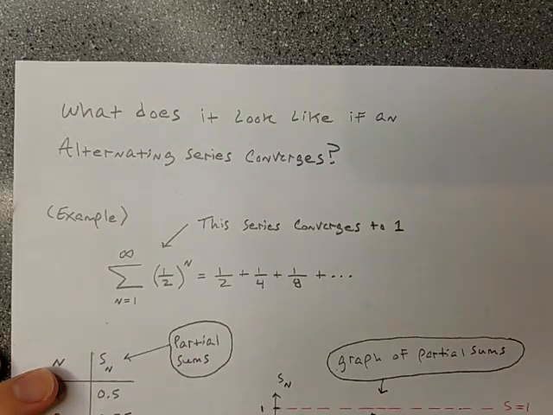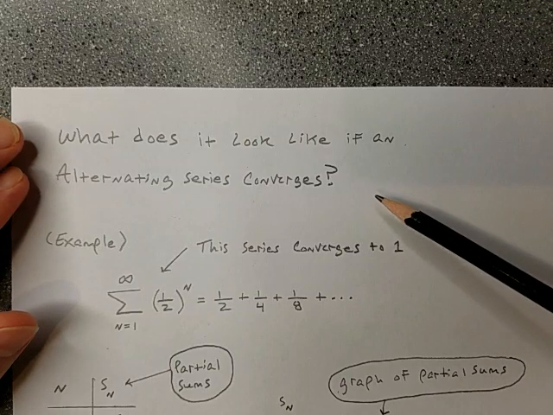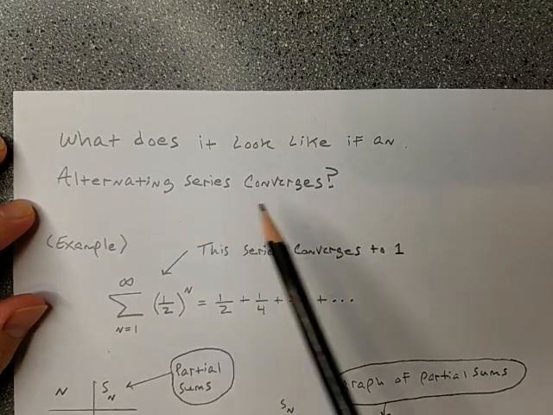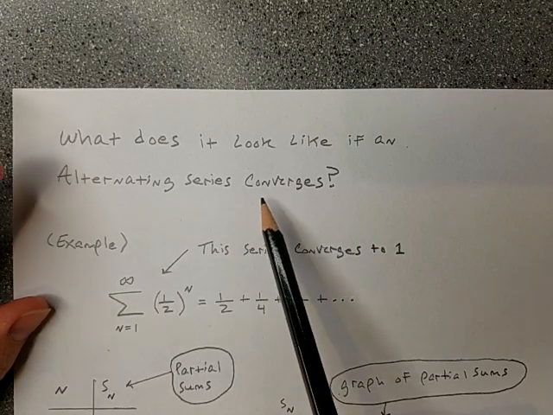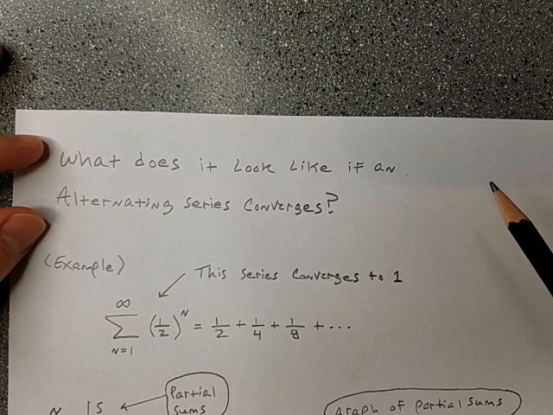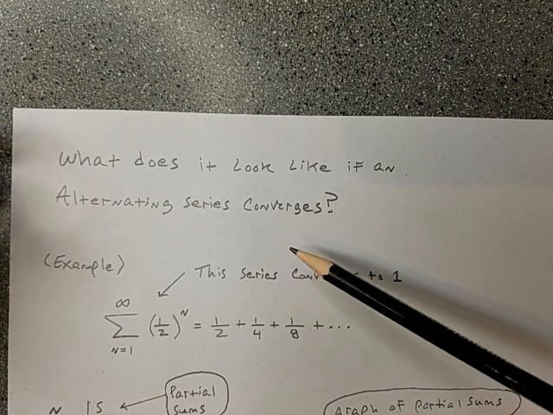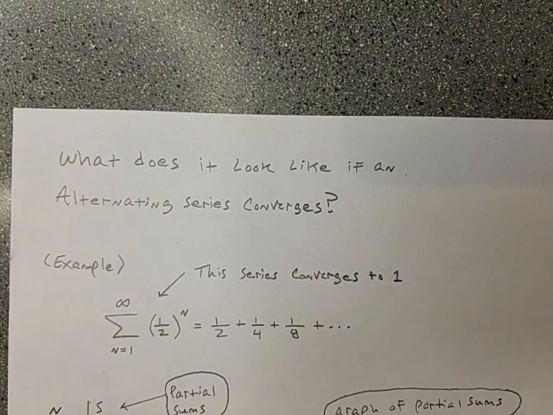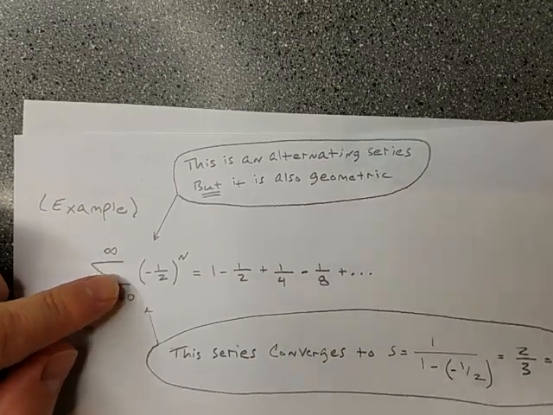All right, everybody. So in the video that I just made, I explained what an alternating series was and how you know if an alternating series converges. But I want to take a closer look in this video at what that looks like if an alternating series converges. So that would be the main idea of the video, and here's the problem I want to show you that actually is an alternating series.